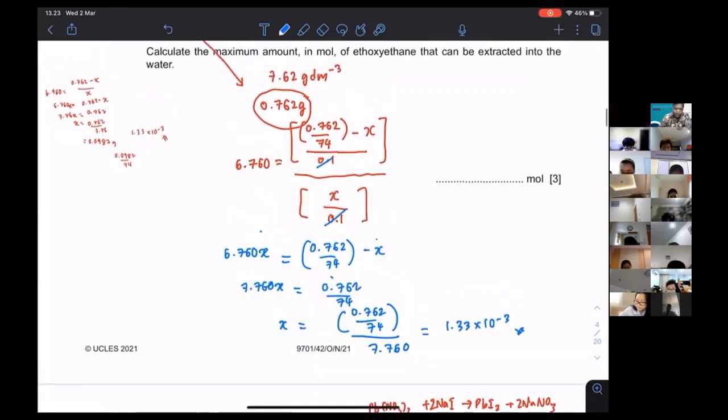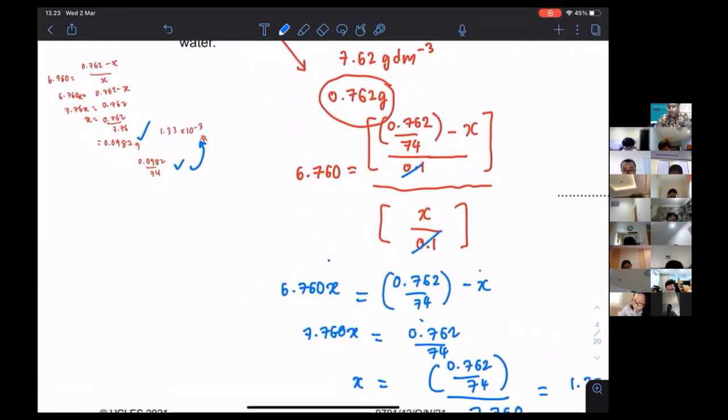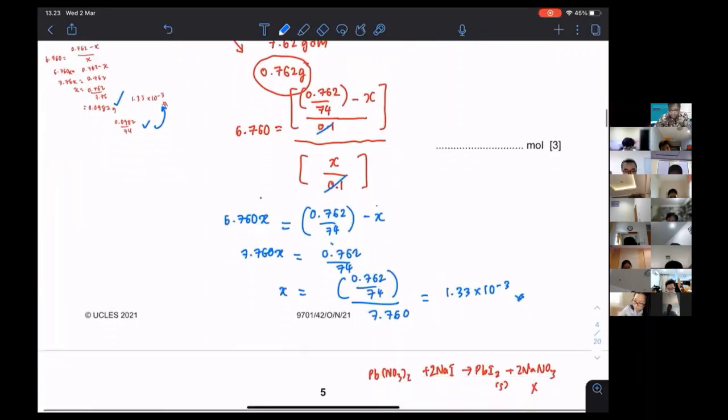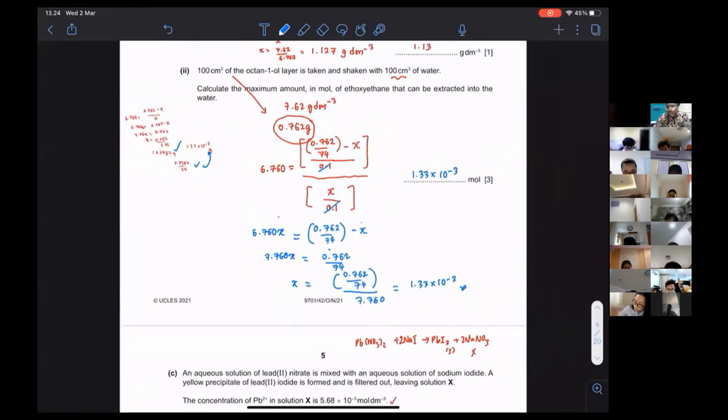What I did in my previous working was I counted according to the mass, then I changed them into mole. That is also possible; you will get the same answer. Here I put it in moles and then I calculate, so you will get the same thing, 1.33 times 10 negative 3. Both of the ways work, see which one is suitable for you. But the idea is you need to represent it by minus x, minus x divided by x.